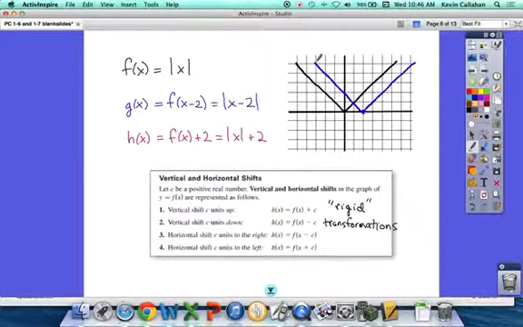Now, it's a little more straightforward. Here's h of x is f of x, and the plus 2 comes after the function, which means the absolute value of x plus 2. What's the effect of the plus 2 there? Yeah, it's going to take every y value and add 2 to it. So it's going to move the whole graph up 2. Right? So that would be like this.